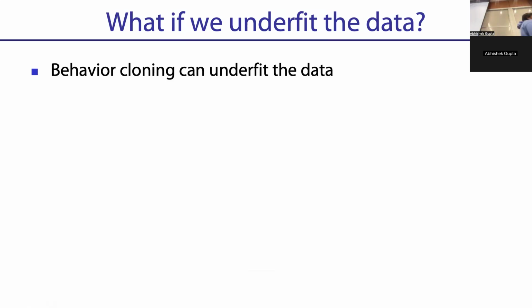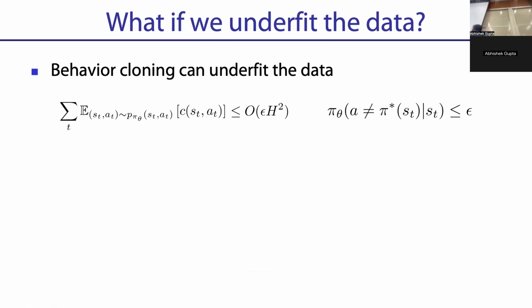Sometimes what you'll find is that even if you have a really large model, you're underfitting the data, right? And so what you'll see here is that, as I said, behavior cloning has an objective which is quadratic. So the error that you have is quadratic in horizon, but it depends on this epsilon, which is what is your training error? So epsilon is how well are you fitting your training distribution?